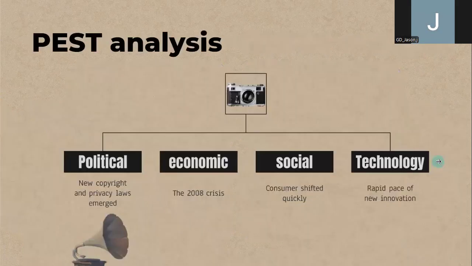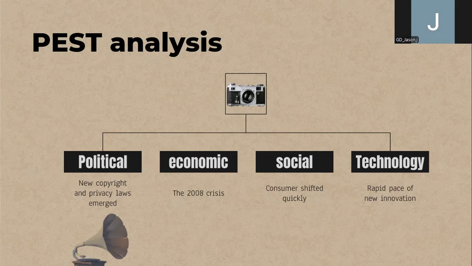And then with the PEST analysis, from the political point of view, as digital sharing grew, new copyright and privacy laws emerged, which affected photo sharing platforms and data storage. In the economic point of view, events like the 2008 financial crisis made people cut back on luxury items like cameras, which hurt Kodak's sales. And from the social point of view, consumers shifted to quick digital solutions. Smartphones and social media changed how people take and share photos.